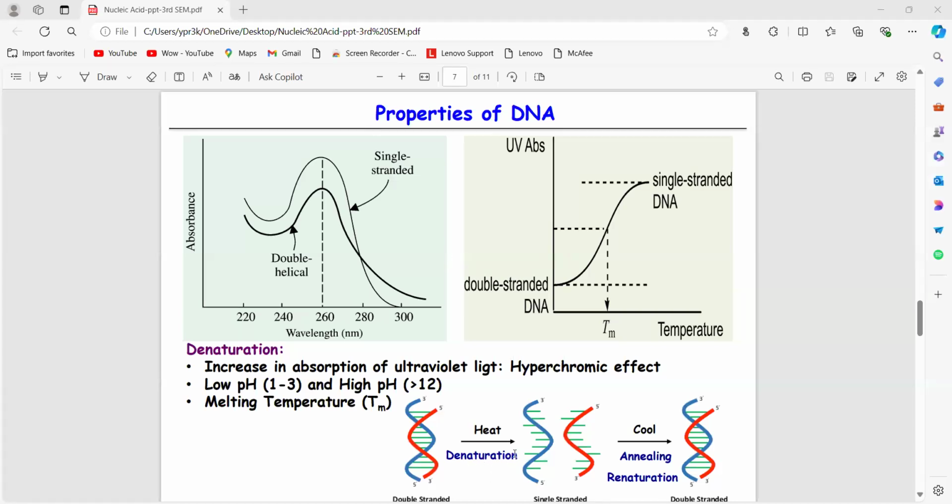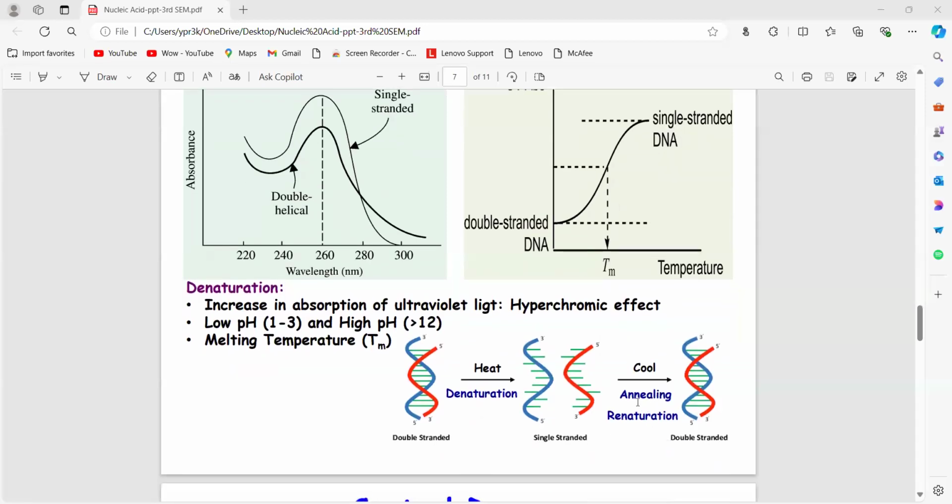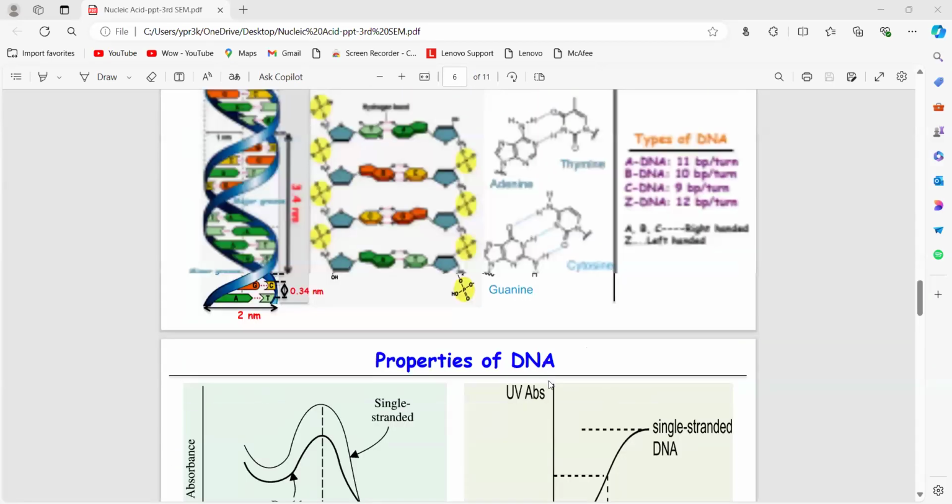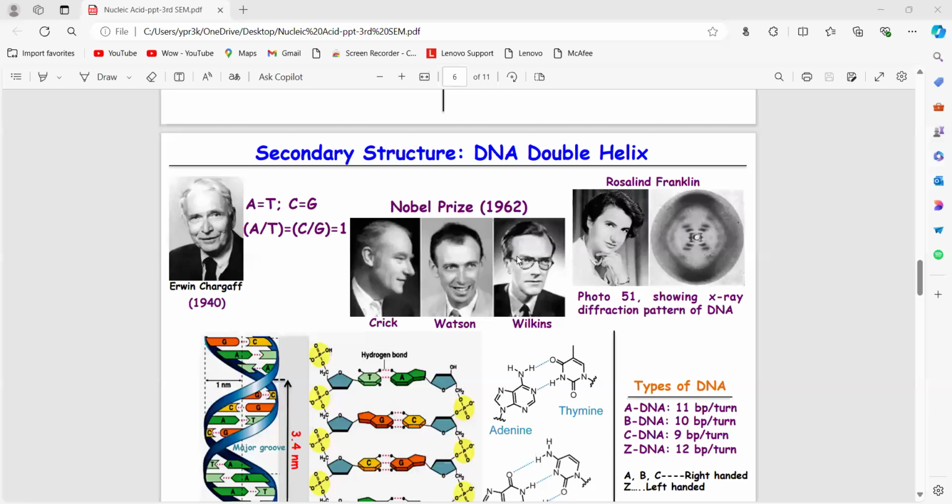At high temperature, the melting temperature, this also happens. At the cold temperature, there is annealing, that is, the DNA strands double again. This is renaturation. Next, Watson, Crick and Wilkins got the Nobel Prize for the identification of the double-stranded DNA helix.